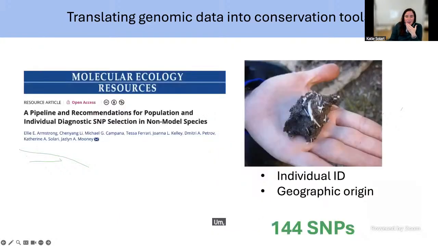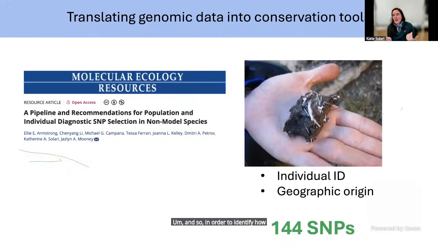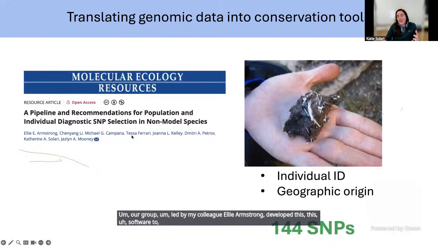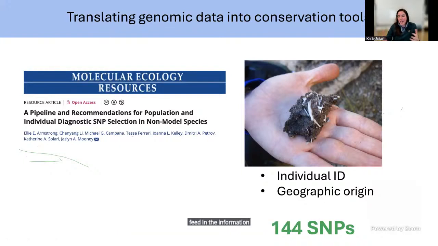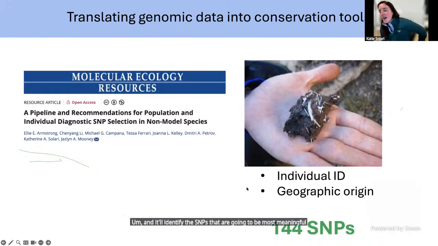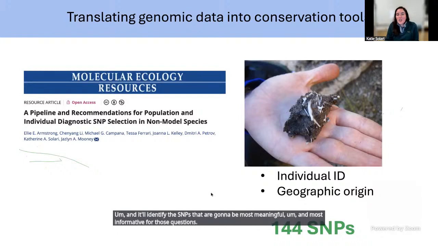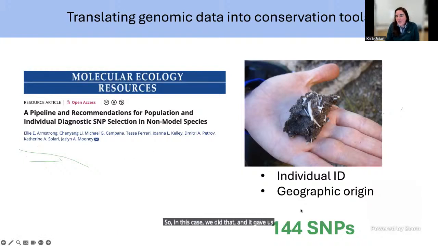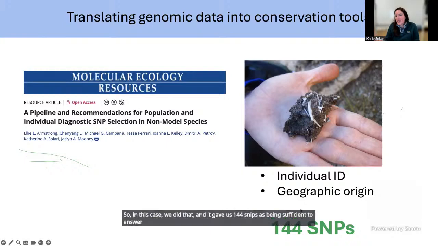And so, in order to identify how many SNPs we actually need, our group, led by my colleague Ellie Armstrong, developed this software to feed in the information that we have. So in this case, all 1.5 million SNPs from snow leopards, and tell it the questions that you have, such as individual ID and geographic origin. And it'll identify the SNPs that are going to be most meaningful and most informative for those questions. So in this case, we did that, and it gave us 144 SNPs as being sufficient to answer our questions.